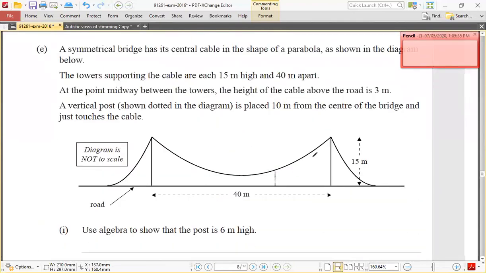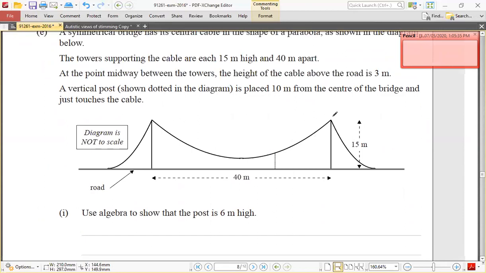Oh, here's a doozy. These are the ones that take a bit of working out. So the first step is, you need to overlay some kind of graph so it makes sense.